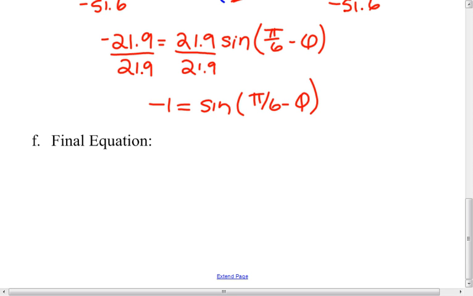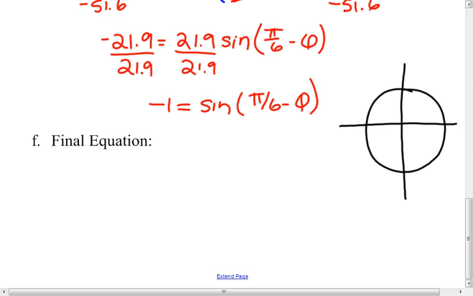Okay, now here comes the tricky part. You're going to follow the same exact process every single time, but you need to know why you're doing what you're doing. Here's what I know. If you think about the unit circle, and you know that sine is your y values on the unit circle, what this equation is telling me is that sine at some spot on the unit circle is negative 1.